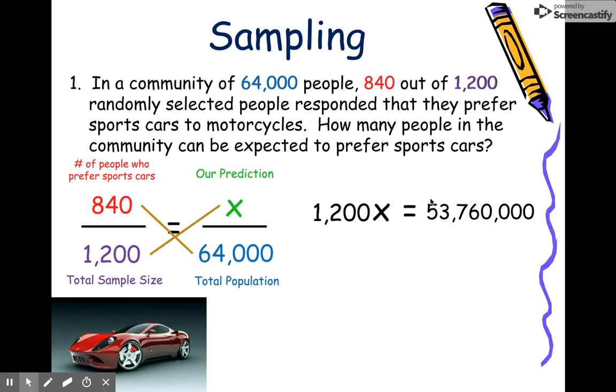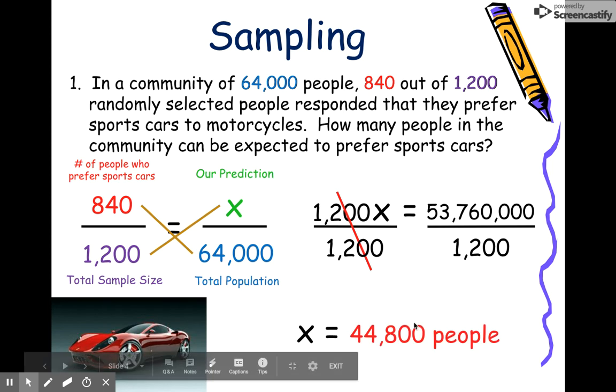Now, this right here actually becomes a one-step equation. If you remember that from algebra, we're trying to get x by itself. X is connected to 1,200 by multiplication, so you solve using division. What that would look like is x equals 44,800, and we get 44,800 by dividing these two numbers.